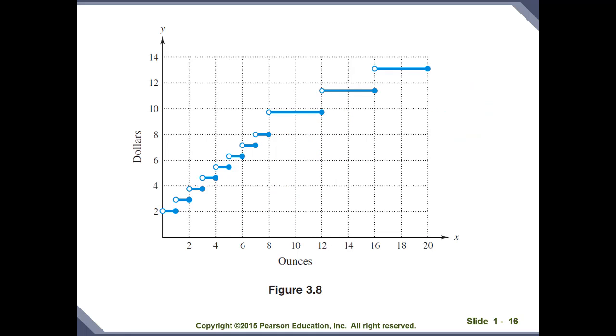This is the graph that I was mentioning. This comes from example 6. This has to do with the cost of mailing letters. So up to a certain number of ounces or half ounces, depending where it's being mailed to, is a certain cost.